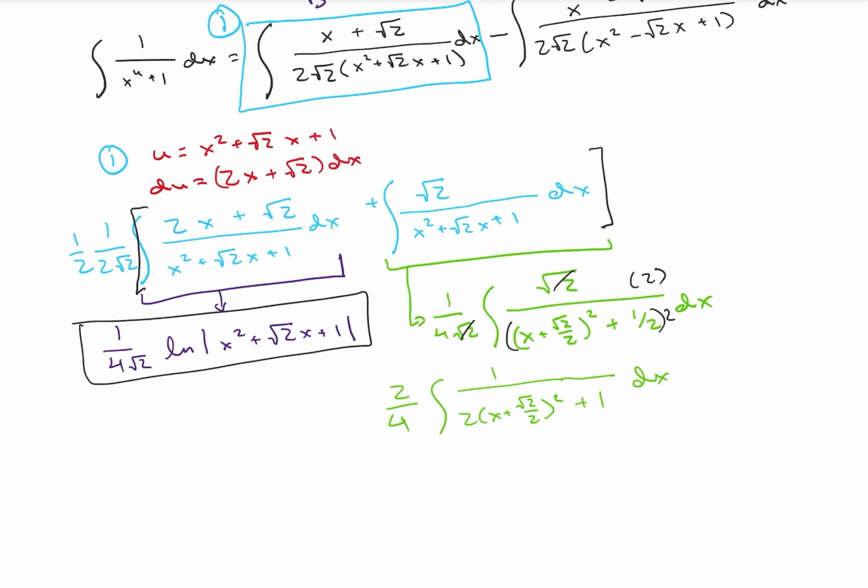So if I make tangent of theta equal to root 2 x plus root 2 over 2, which should be equal to root 2x plus 1, then I plug it in and I'll be able to get that directly. So this whole thing is going to be 1/2 and then I'm going to have arctangent of square root of 2x plus 1.